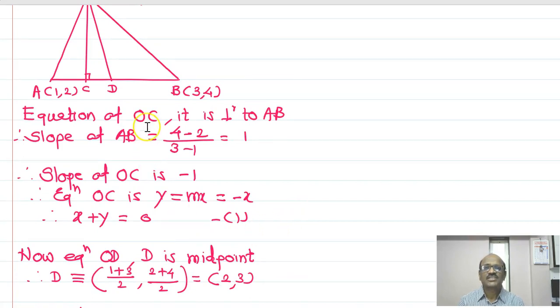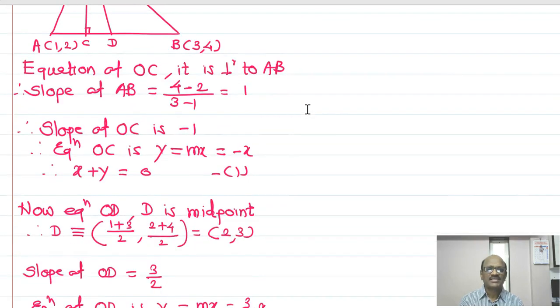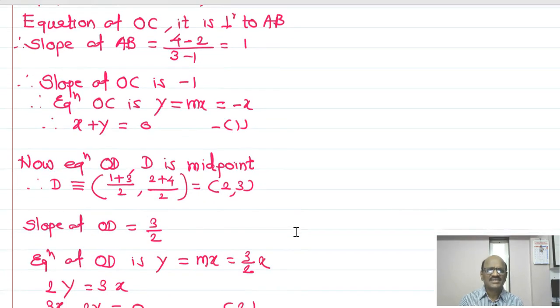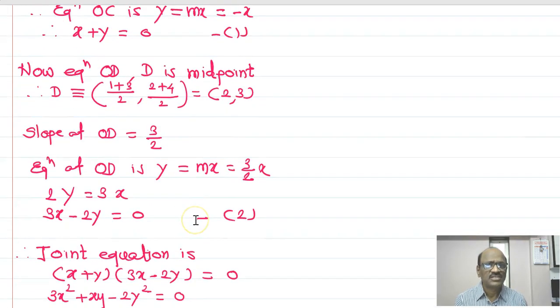Now for the second equation, we want to find the equation of the median, that is the equation of OD. For that, D is a midpoint. We find the midpoint again. That is 1 plus 3 is 4, 4 upon 2 is 2, 2 plus 4 equals 6, 6 upon 2 is 3, and hence the coordinates of the point D are (2, 3). Now the slope of OD, where O is the origin, is the difference of y coordinates upon the difference of x coordinates, 3 minus 0 and 2 minus 0, the slope is 3 by 2.